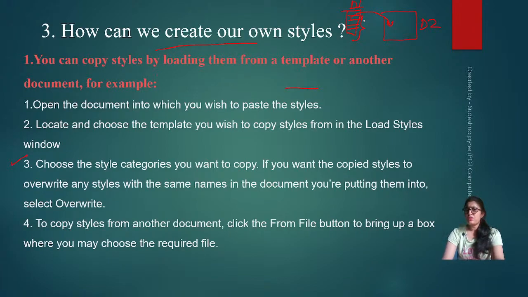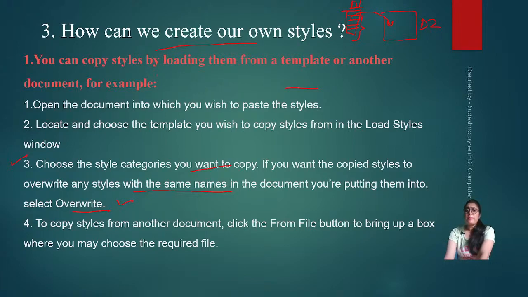Let's see. Open the document into which you wish to paste the style. Next, locate and choose a template. Then choose a style category you want to copy. If you want to copy the style to override any style with the same name in the document, you select override. Selecting override means you are creating your own style from an existing style, like overwriting. As I told you already, the style is existing, but you are changing it, customizing the style as per your own needs. So that is creating your own style.